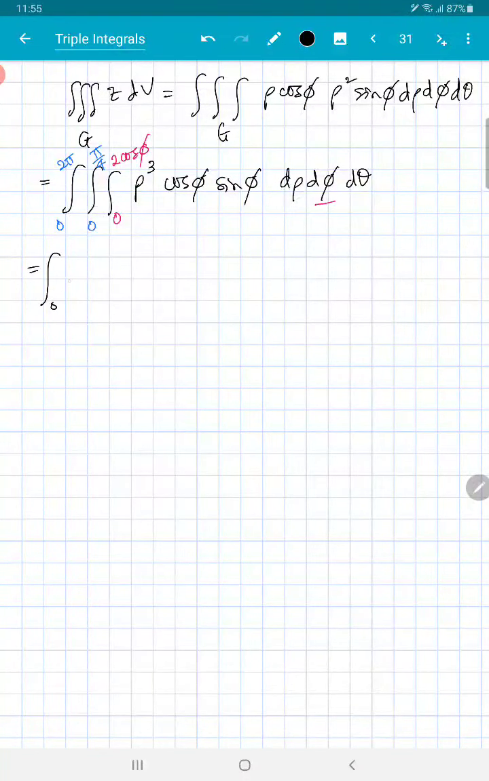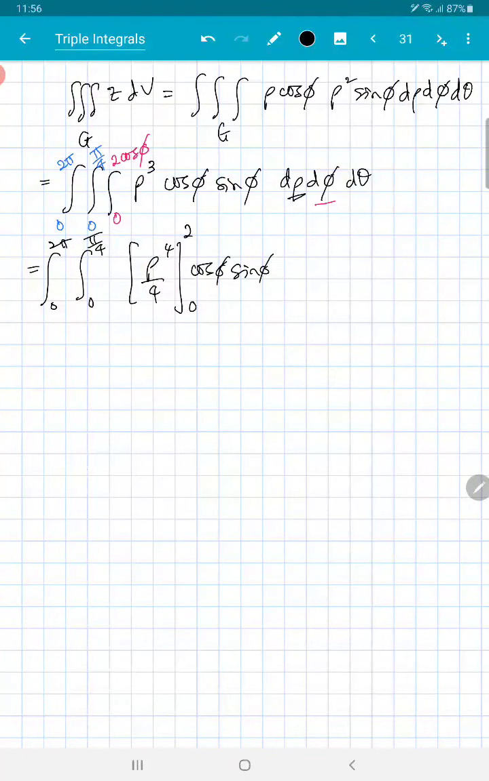The first one, the inner integration, is with respect to rho. Here we consider cos phi and sine phi as constants. Integrate rho cubed, we get rho to the power 4 over 4, and then replace rho with the upper and lower limits. We still have d phi, d theta. Replacing rho with the upper limit 2 cos phi, we get 16 cos to the power 4 over 4.